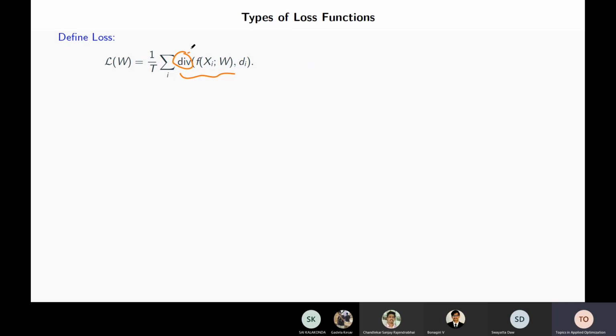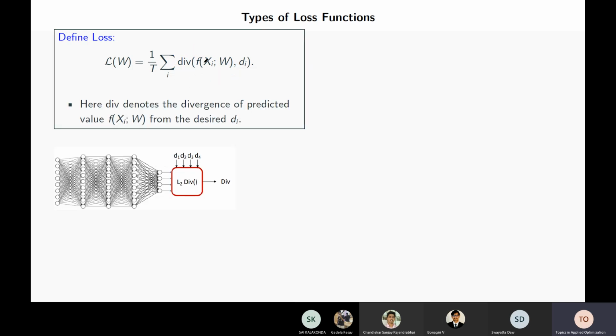Also, there is a slight change in my notation. Now, instead of loss, I am using a word which stands for divergence, like how much the prediction is diverging from the actual label. So I will use div instead of the loss. It stands for the same thing.